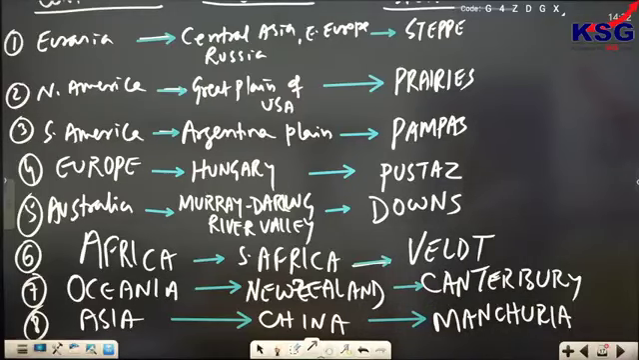Most important steppe regions of the world: Eurasia, Central Asia, Eastern Europe, Russia. North America, Great Plains of USA, prairie regions. South America, Argentina Plain, Pampas region. Europe, you have Hungary, Pustaj regions. Australia, Murray Darling River Valley, Downs. In Africa, South Africa, it is known as Veld. In Oceania, New Zealand, it is known as Canterbury. And in Asia, China, particularly Manchuria.